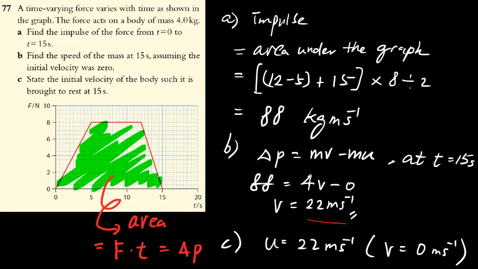Basically C is the opposite. Say that, well, if it's separate from B, it's saying that if it was brought to rest at 15 seconds, what was the initial velocity in that case? So I think the answer should not be 22. Again, it should be negative 22. So at last it will gain 22 meters per second, so that the final velocity will become 0, which means rest at last. So that's the idea.